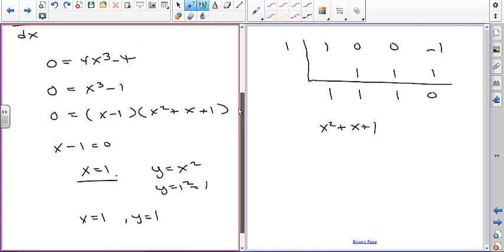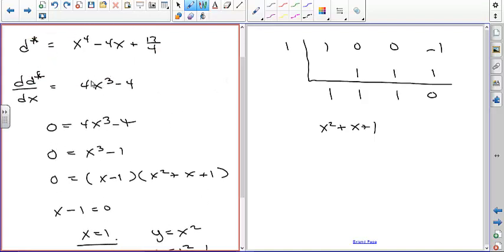And then if I take the second derivative of d star, you'll get 12x squared. So for positive x, if x is greater than 0, the second derivative is greater than 0, which means concave up, which means minimum, which is what we're looking for. So it is a minimum.